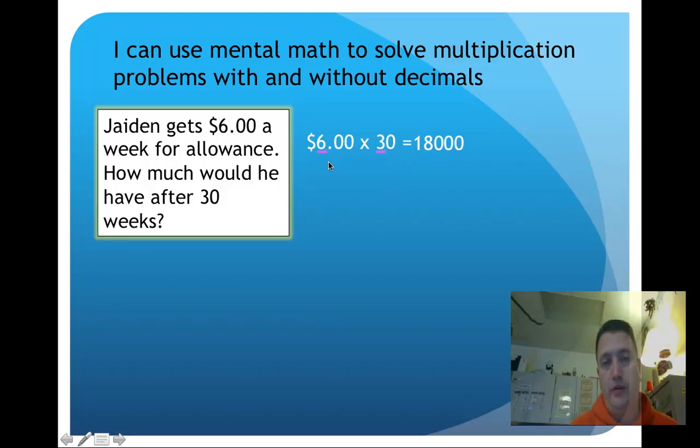Okay, so I put all these zeros out here. I move my decimal point in, and I get $180. I don't count these zeros after the decimal point. They don't count. I'm only looking at the zero that's in the whole number.